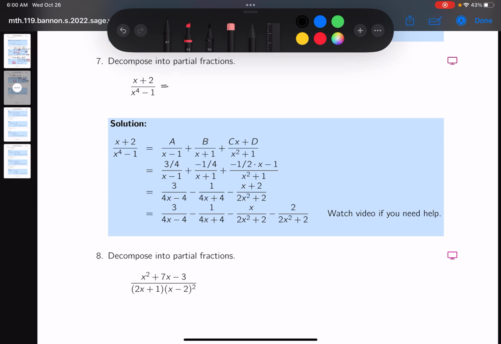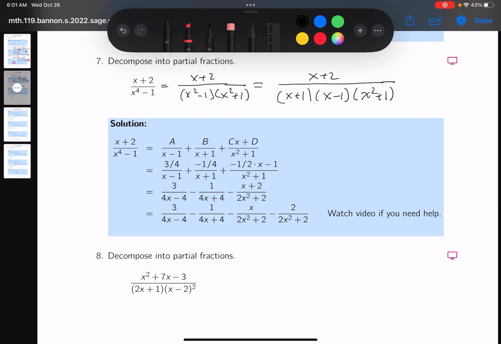Okay, first step, factor that denominator. That's going to be x squared minus 1, x squared plus 1. I can still factor that, can't I? So what do you get? You get x plus 1, x minus 1, times x squared plus 1. Now, x squared plus 1 is an irreducible quadratic.